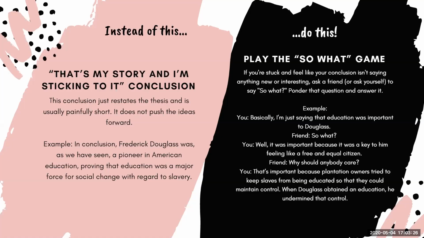So the first type of conclusion we're covering is called the "That's my story and I'm sticking to it" conclusion. This conclusion just restates the thesis and is usually painfully short. It does not push the ideas forward. So what that means is that the conclusion doesn't do anything different. This is the type of conclusion someone might write when they're tired, say they've already put all their energy into the body paragraphs and the introduction, and they feel like they don't have anything else to say. So this is generally what happens.